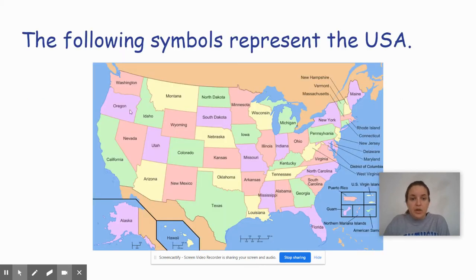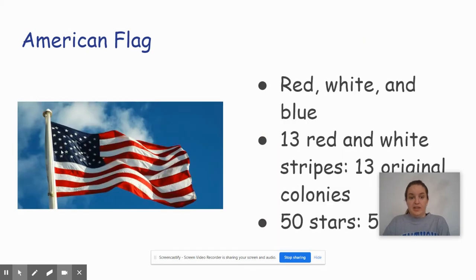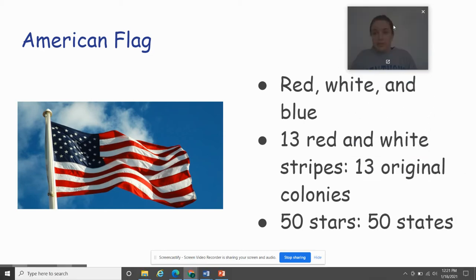So the first one, well, here's the United States. So here's Missouri right here in purple. And we're going to learn about all different symbols that represent this country. So the first one is the American flag. So you have seen the American flag. We say the Pledge of Allegiance to the American flag every day. The American flag is red, white, and blue. It has 13 stripes, alternating red and white, and 50 stars.